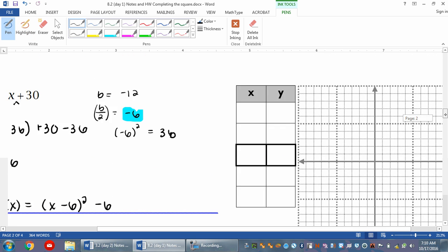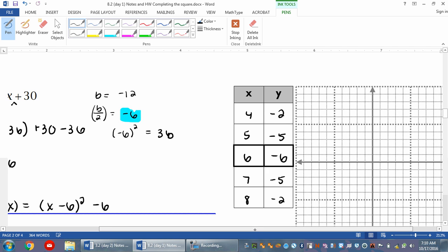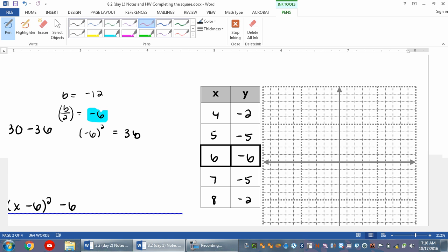Alright, let's go ahead and graph this. Remember, my vertex will be 6, negative 6. I'm going to go 2 smaller, 2 bigger. My x, y values are 4, negative 2, and 3, negative 5, 2, negative 2. Again, I just substituted those values in. The other side, positive 7, negative 5, 8, negative 2.